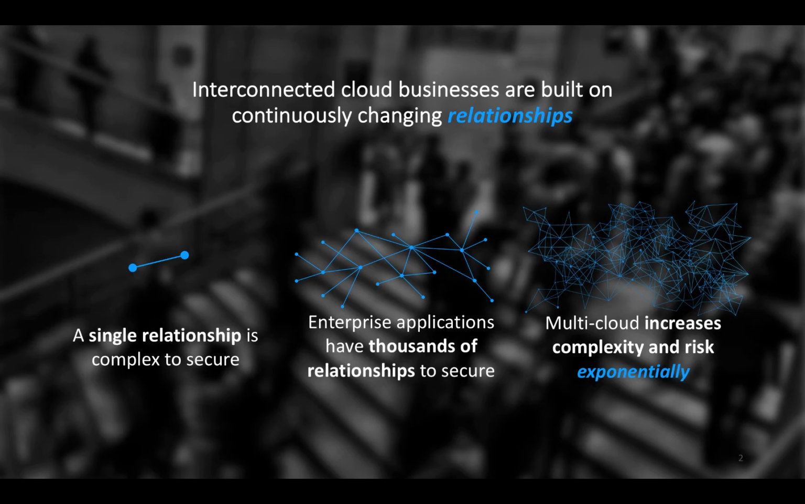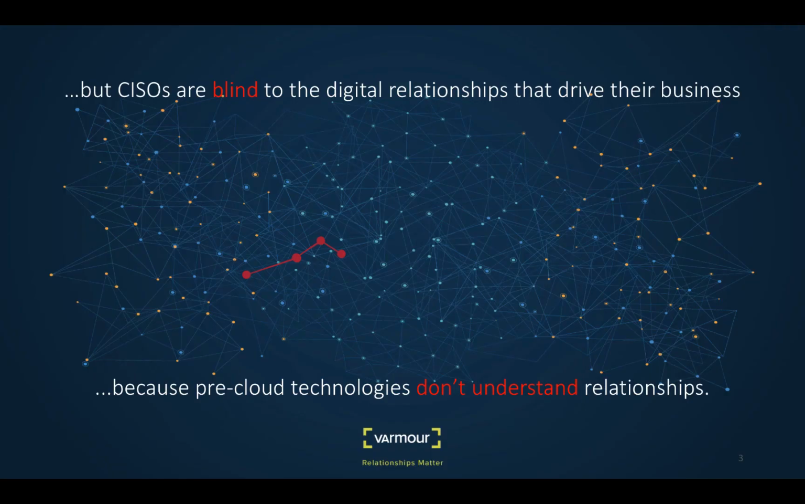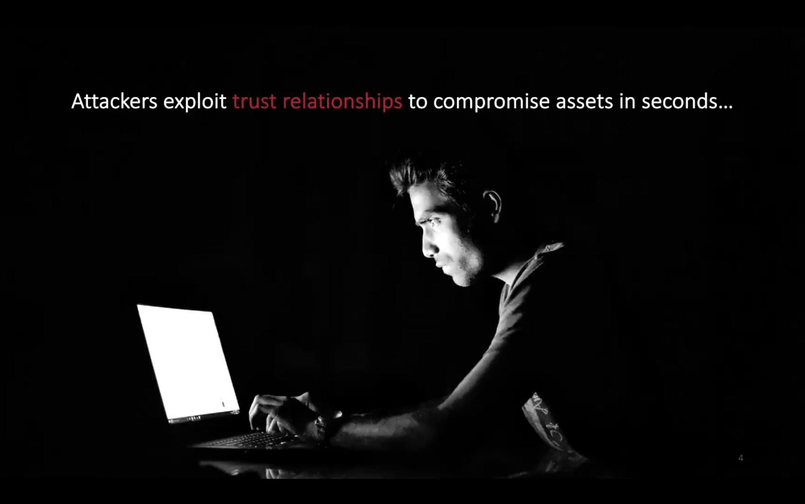exponentially. This leaves CISOs with a very difficult problem, as pre-cloud technologies, for example, firewalls and SIEMs, do not understand relationships. That means CISOs today are blind to the digital relationships that drive their business. And attackers are exploiting these relationships to compromise critical assets. For example, if an attacker is able to gain a foothold by gaining access to a workload with privileged access, then in moving laterally through the environment until a critical asset is found, it can then be exploited.